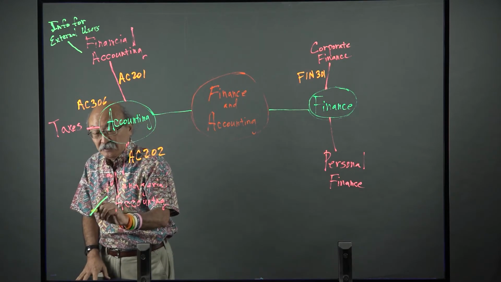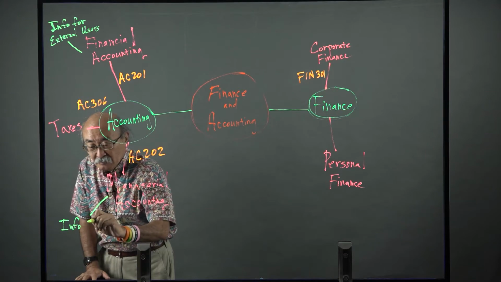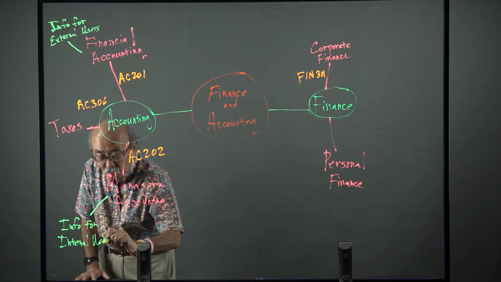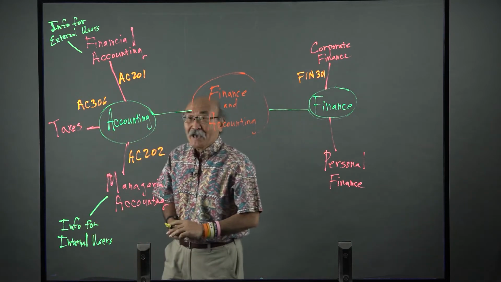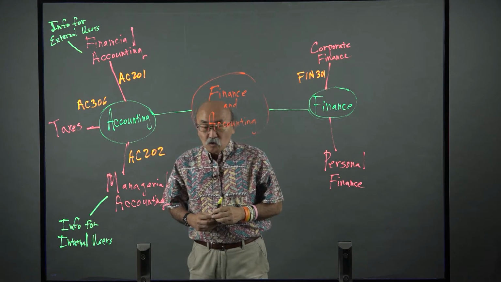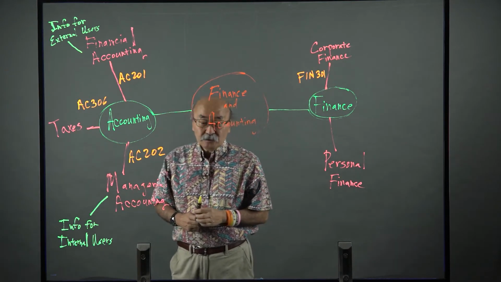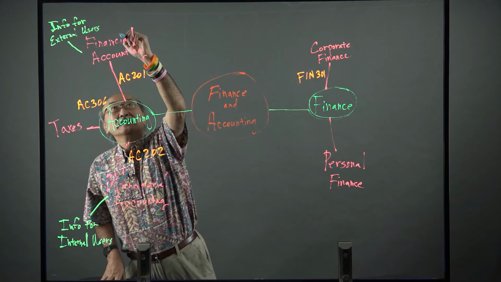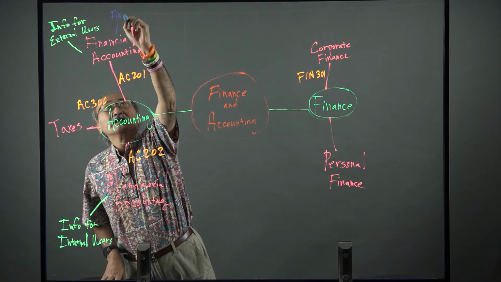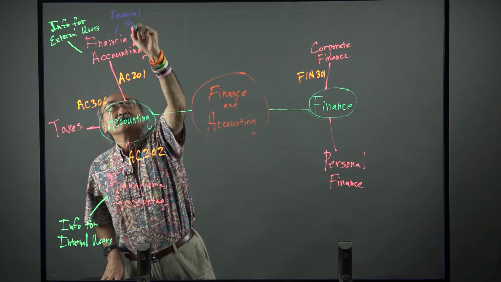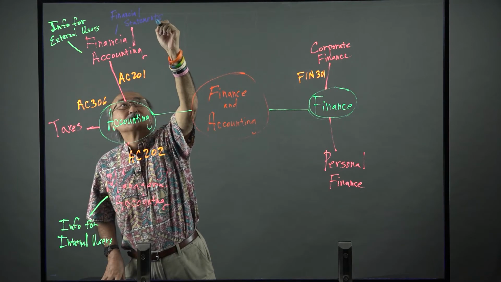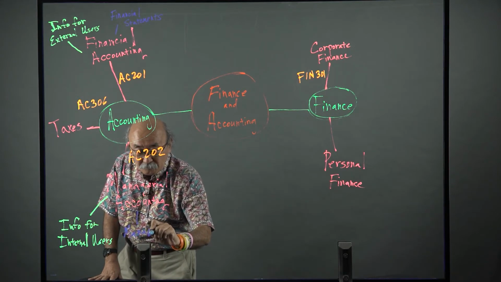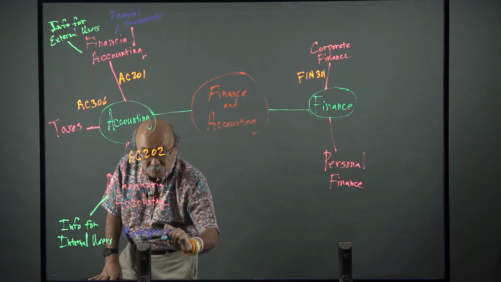Managerial accounting is information for internal users, people within the company. Okay, so managers, employees, people that work for a specific company would use managerial accounting. Another aspect of financial accounting, the main reports are called financial statements. Managerial accounting reports are called management reports.